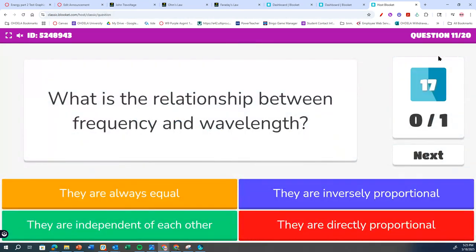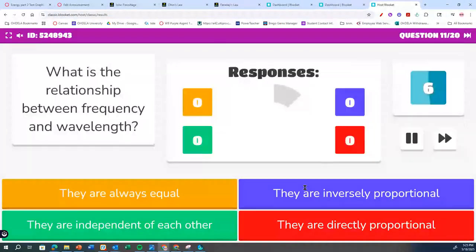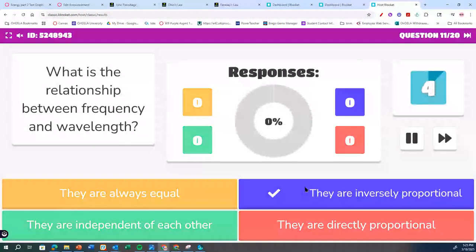What is the relationship of frequency and wavelength? They are inversely proportional. As the frequency gets higher, the wavelength gets smaller. As the frequency gets smaller, the wavelength gets larger. So it's an inverse relationship. Did I get it right? Nope, I did not answer the question quick enough.